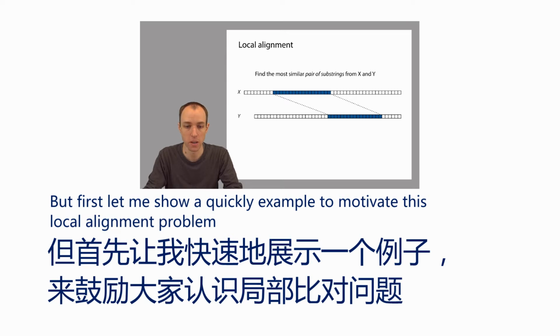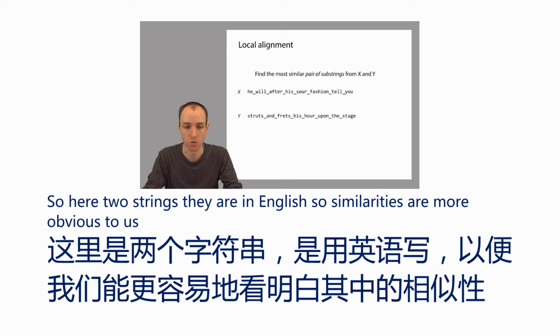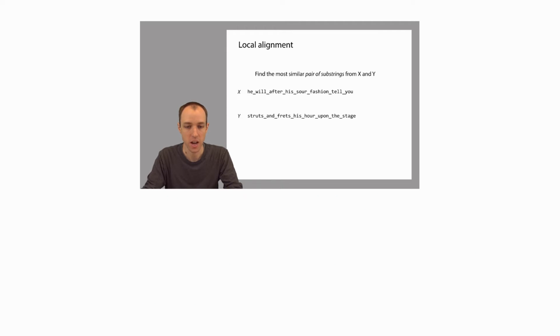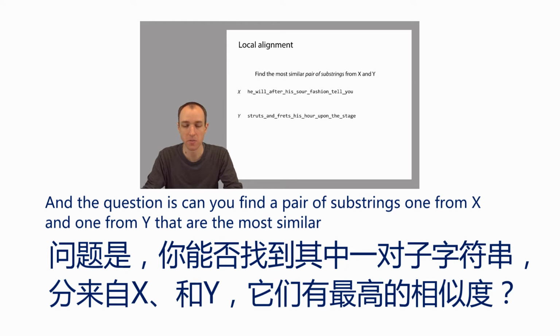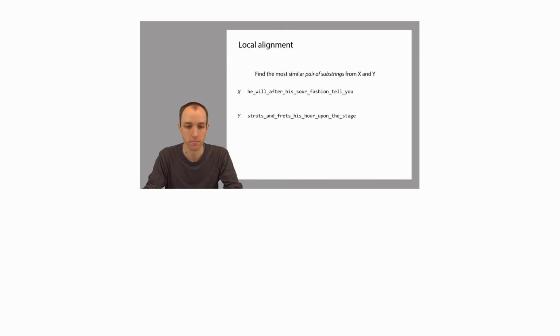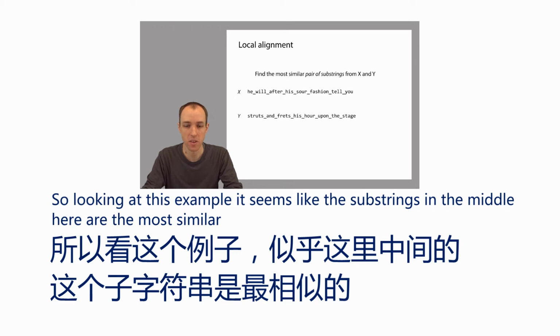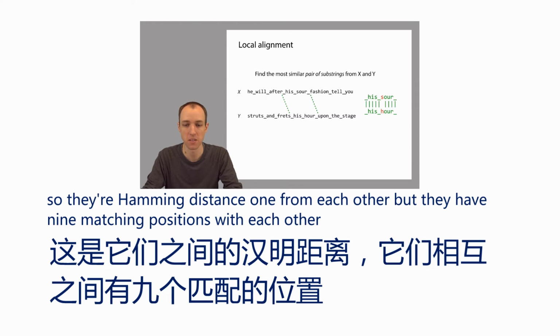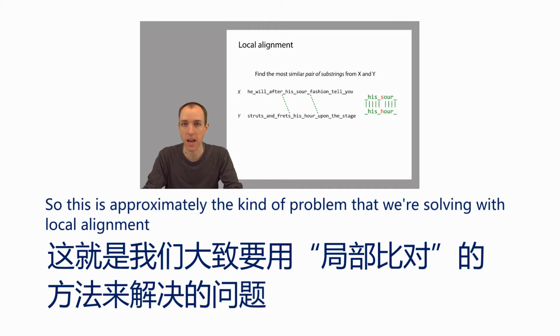But first, let me show a quick example to motivate this local alignment problem. So here are two strings. They're in English, so that the similarities are more obvious to us. And the question is, can you find a pair of substrings, one from x and one from y, that are the most similar? So looking at this example, it seems like these substrings in the middle here are the most similar. So they're at Hamming distance 1 from each other, but they have 9 matching positions with each other. So this is approximately the kind of problem that we're solving with local alignment.